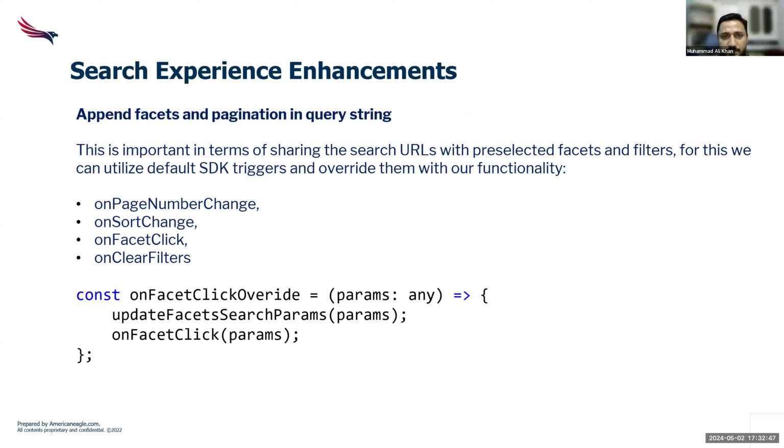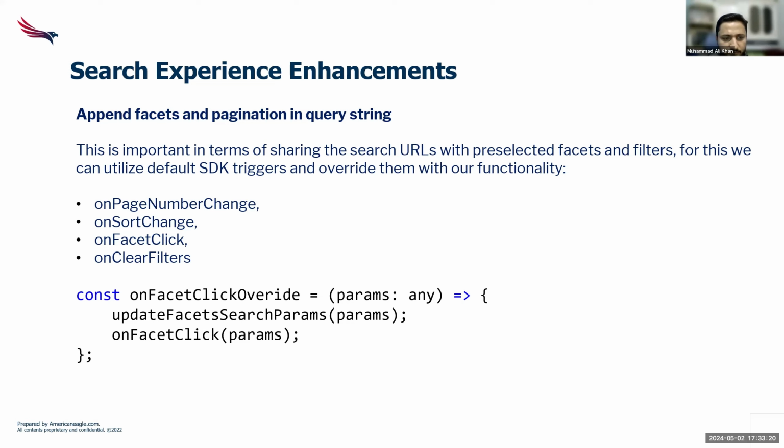Next, we have append facets, pagination and query string. Yes, so this is really important from an SEO perspective, and also sometimes we need to share search URLs with pre-selected facets and filters. In order to implement this, we utilized their default methods like on facet click, on sort change, on page number change. These are the default events available from the SDK, which we override.